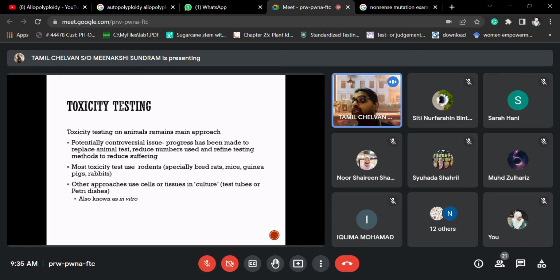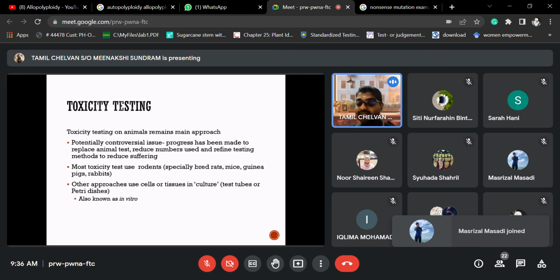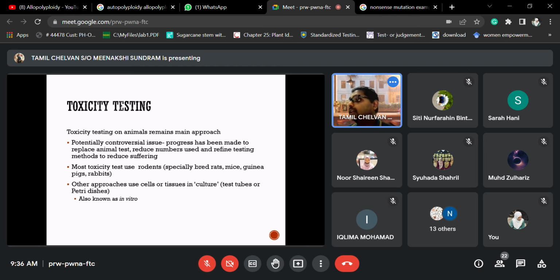Okay, most toxicity tests use rodents. Rodents, for example, bred rats lah. Kan dia tak ambil lah apa tikus jalanan ke apa kan, dia breed the bred mice. Okay, a rat is a bigger version lah, a mouse is a smaller version. Guinea pigs or rabbits. Tapi it's all bred lah for this reason. Okay, other approaches use cells or tissue in culture. So they take out the tissue, they do it in vitro. Test tubes or petri dishes lah, also known as in vitro.